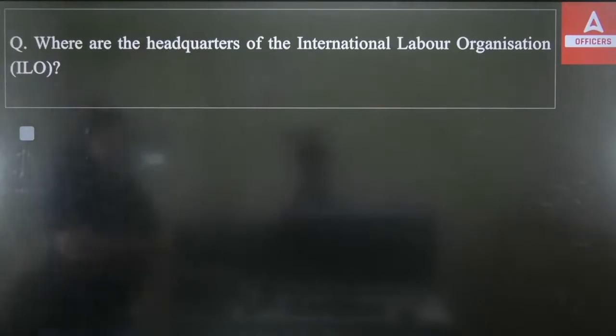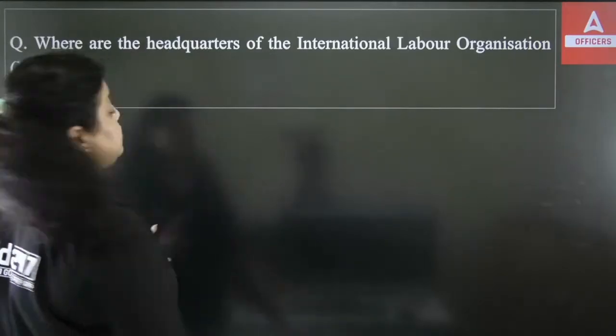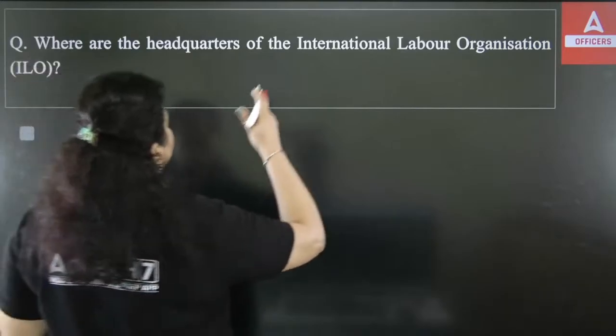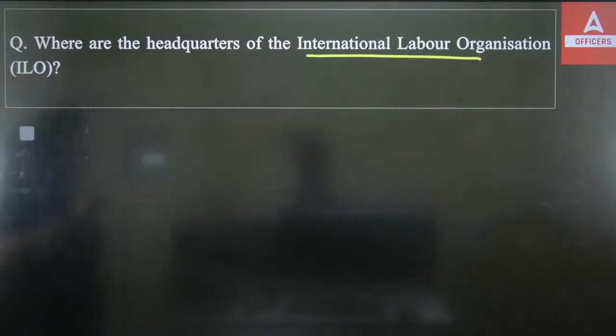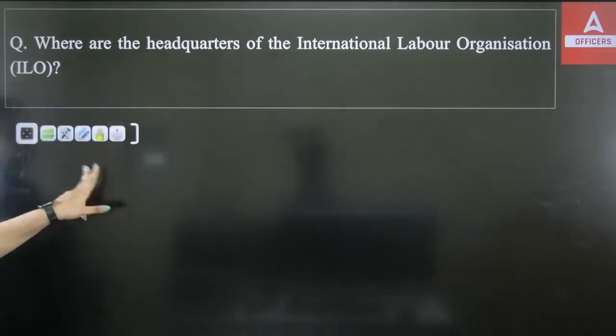Okay, so the first question is talking about where the headquarters of the International Labour Organization are. ILO. So what is ILO? First of all, International Labour Organization.